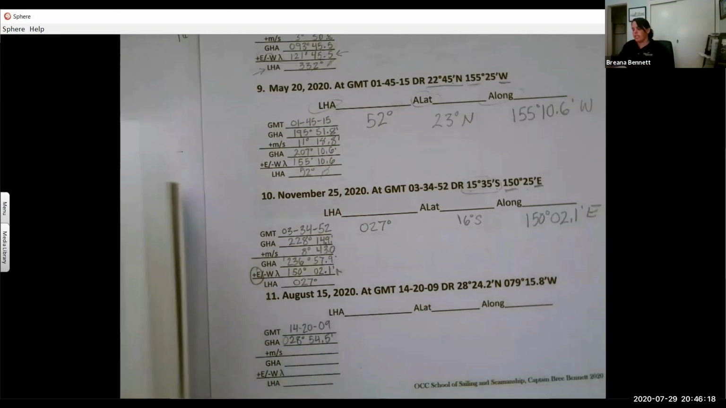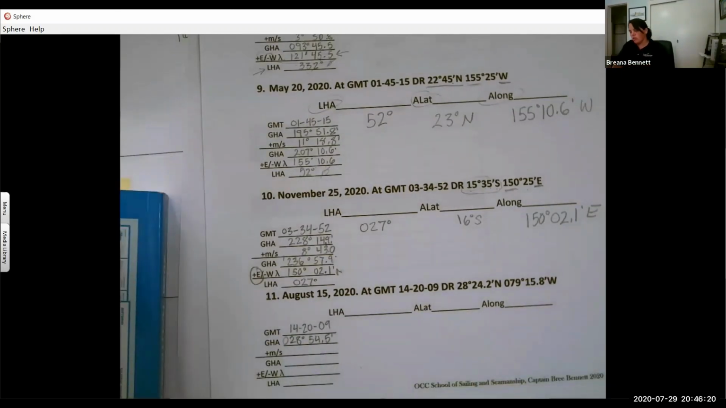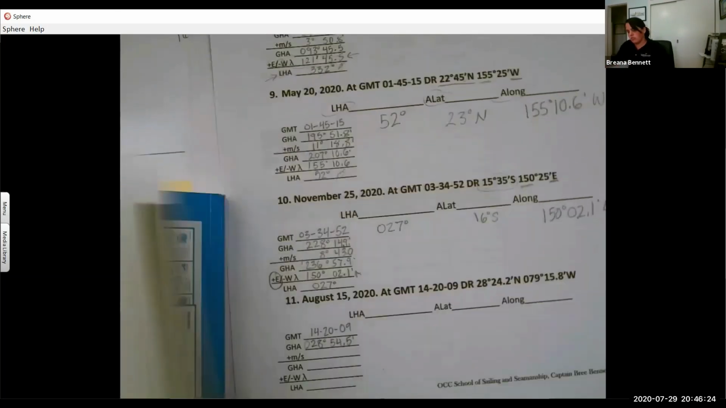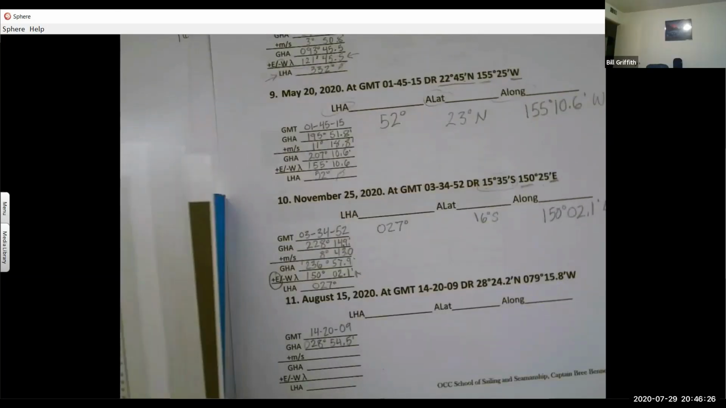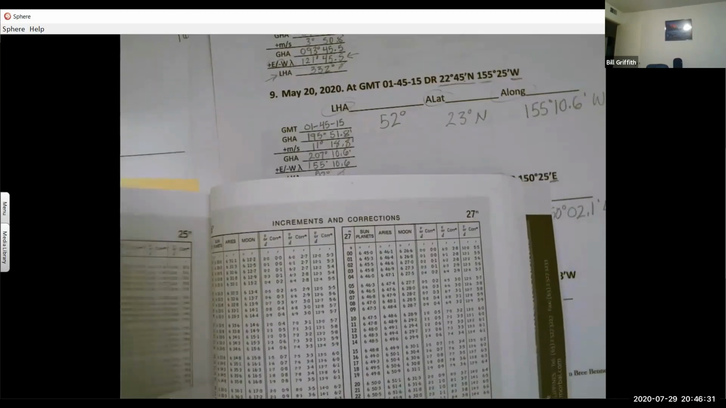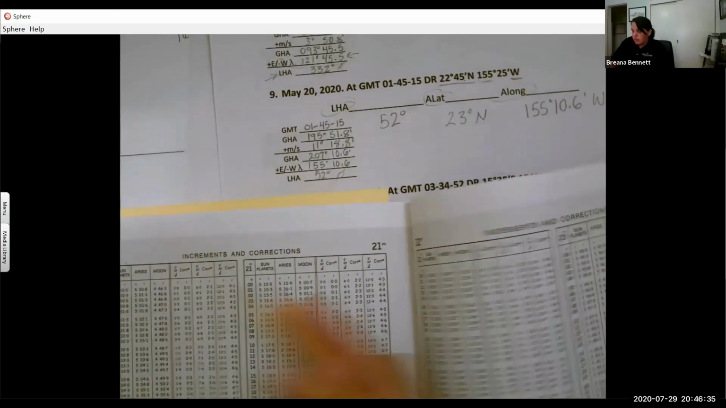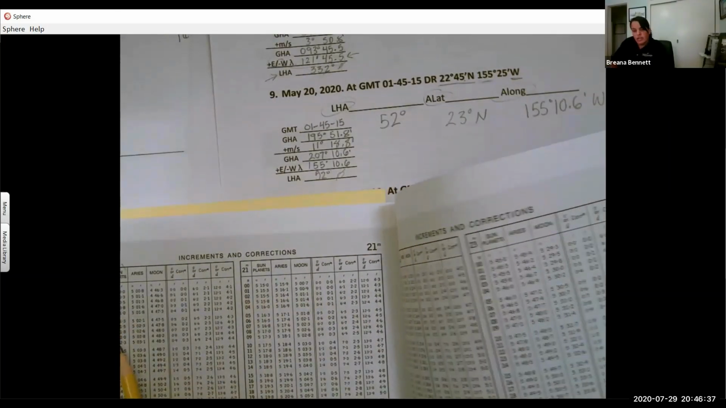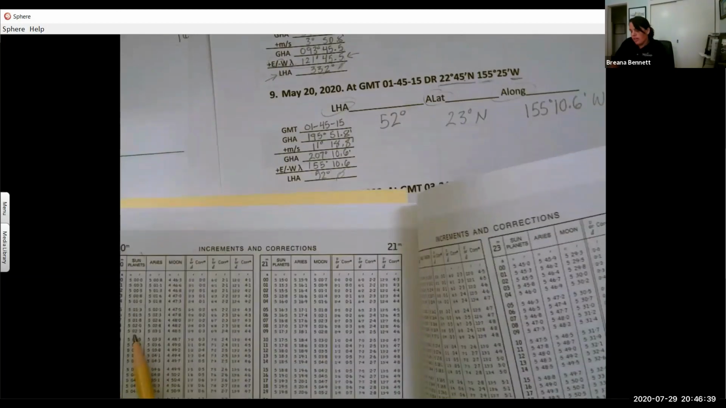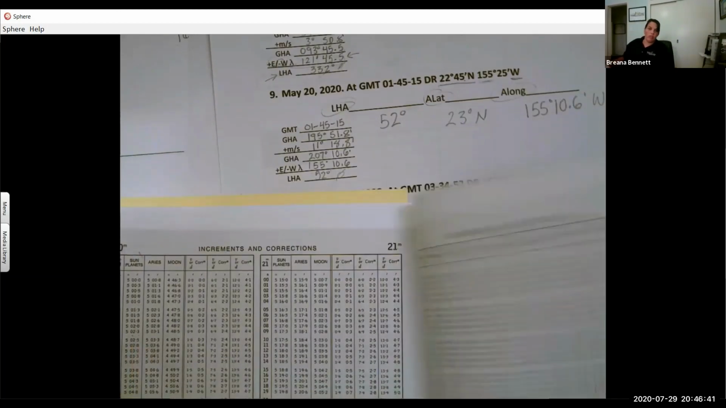Then we go to minutes and seconds. We find 20 minutes, .09 seconds gives us 502.3.